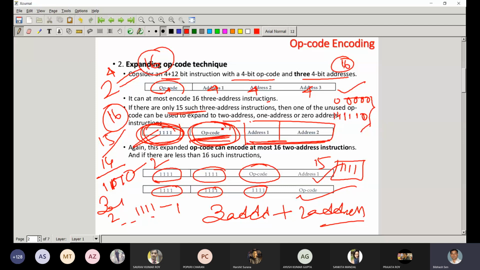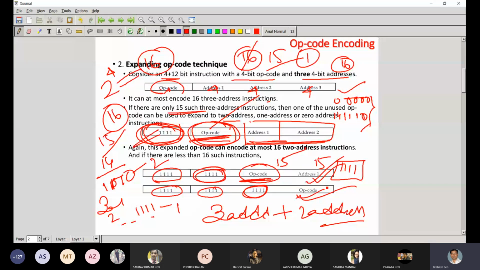Now you are going for 2 address. Again in 2 address also 16 are possible, but you are using 15 and 1 is kept unused, that I have kept here. Then you go for the opcode. Then again you can go for 1 address. Same thing here also, you can use 15 and there is a maximum possibility here. Then you go for the 0 address format.